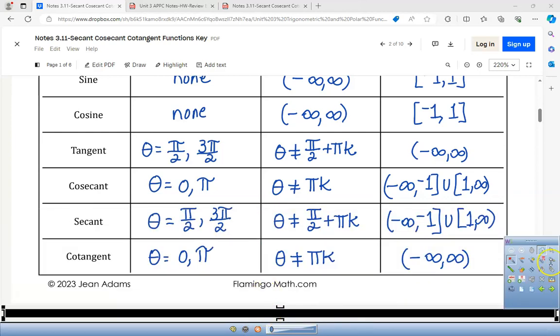I'm just going to show them all to you, I guess. So if you recall, tangent's first asymptote is at pi over 2. Cosecant's asymptotes are going to occur when tangent is 0.